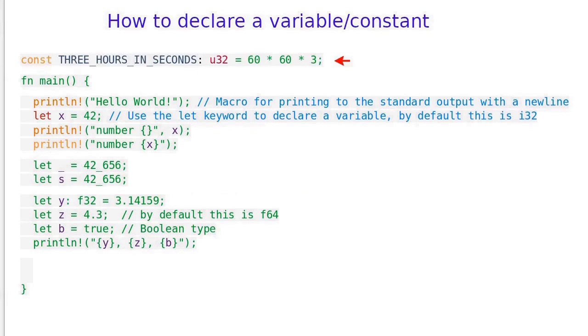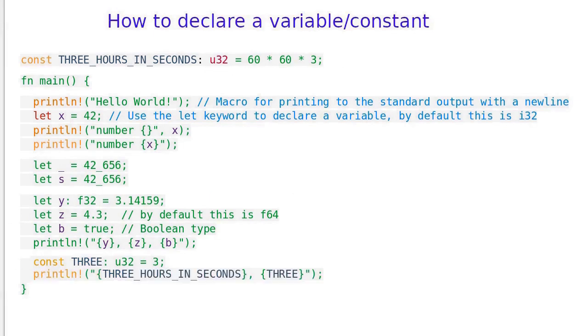Let's see how a constant is declared. Instead of the keyword let, the keyword const is used. A constant must be type annotated, and can be scoped globally. This one is scoped locally. This outputs the constants. The integer types, floating point types and Boolean type represent a single value.